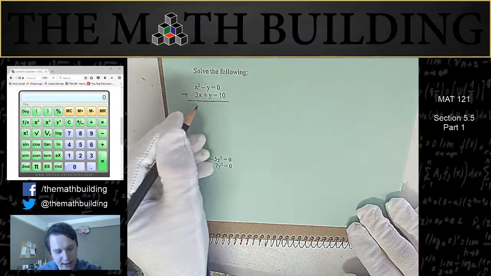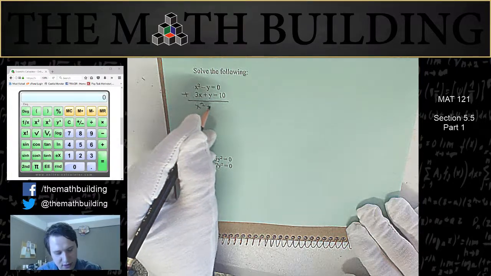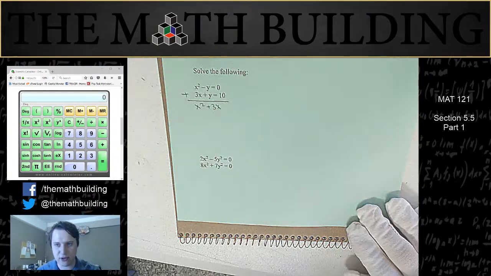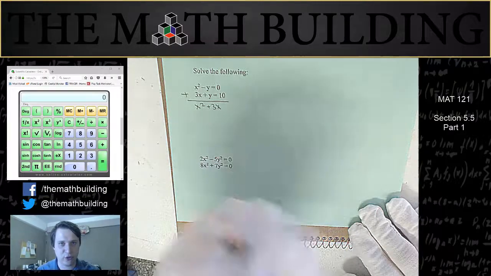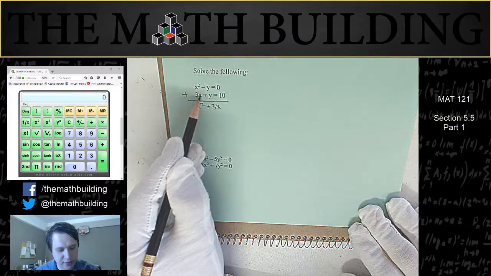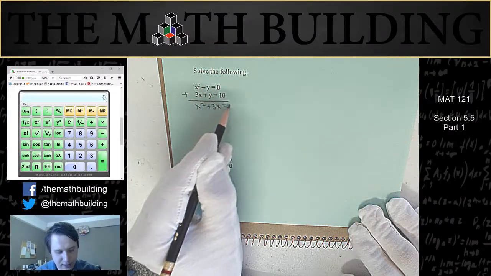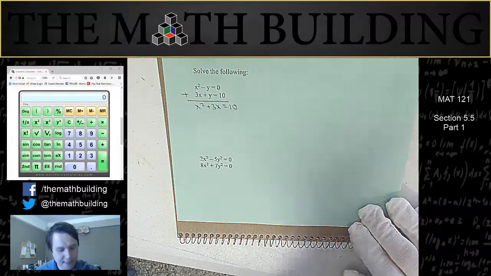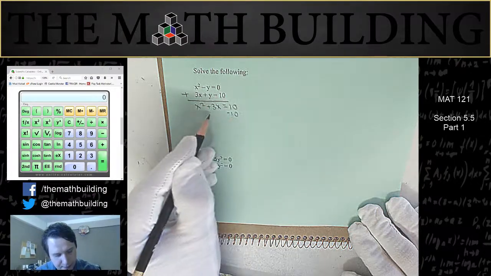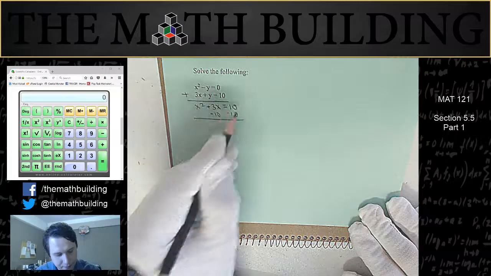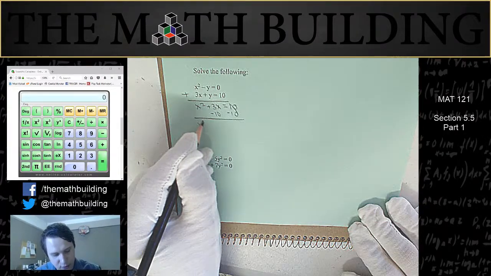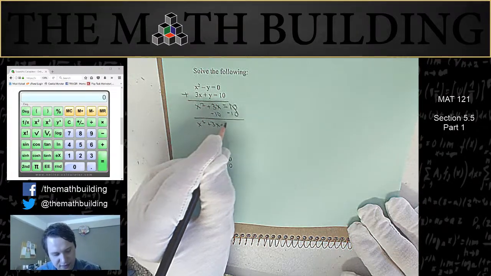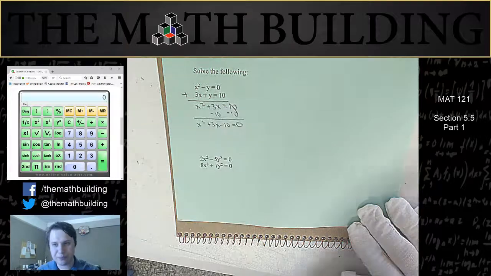Now don't combine x squared and 3x. Those are not like terms, so don't try to add them together into one term or anything. So we got x squared plus 3x, the y's cancel, is equal to 10. Next, we can move the 10 over, giving us x squared plus 3x minus 10 is equal to 0.